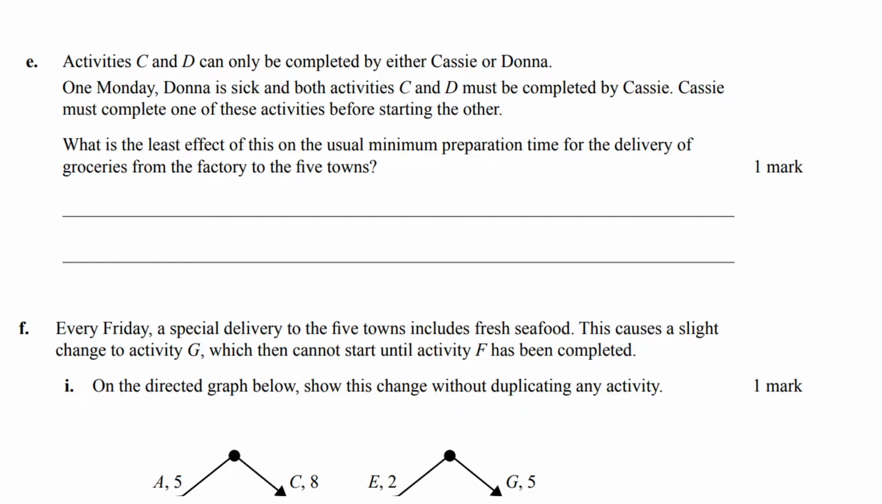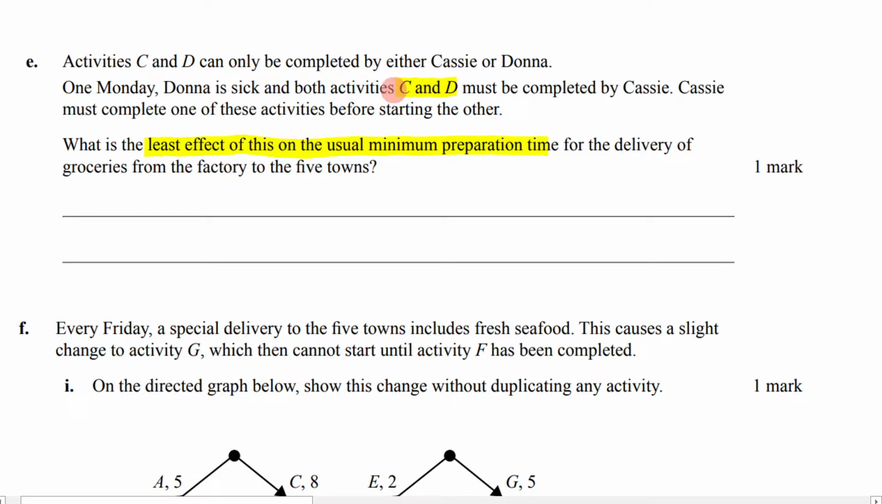Let's now move on to part E, which says activities C and D can only be completed by either Cassie or Donna. One Monday, Donna is sick, and both activities, C and D, must be completed by Cassie. Cassie must complete one of these activities before starting the other. What is the least effect of this on the usual minimum preparation time for the delivery of groceries from the factory to the 5 towns?